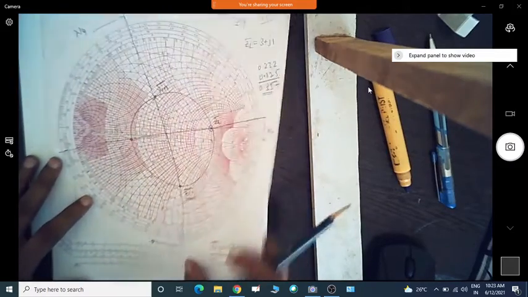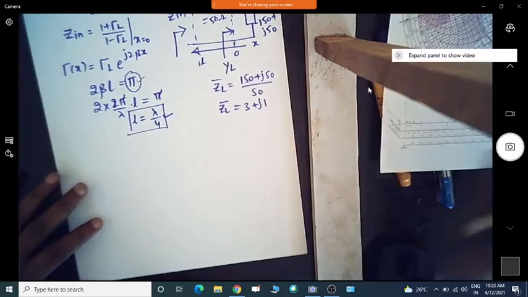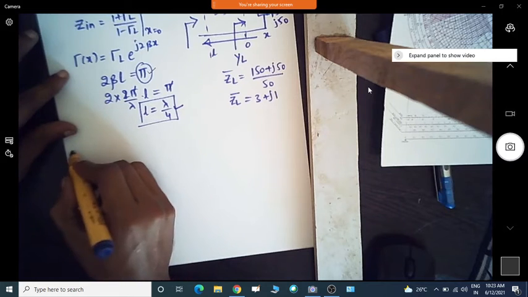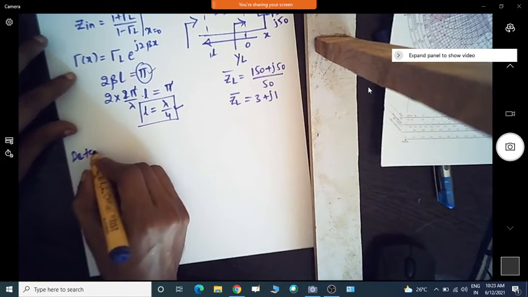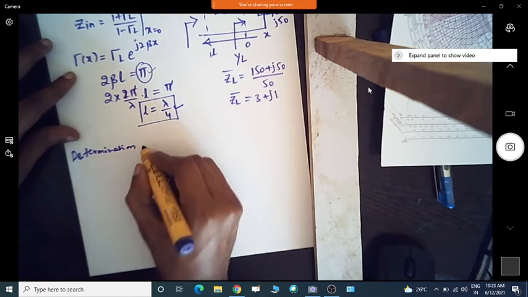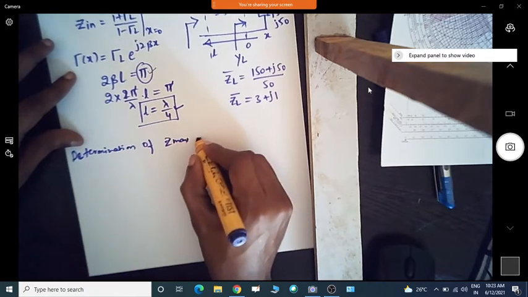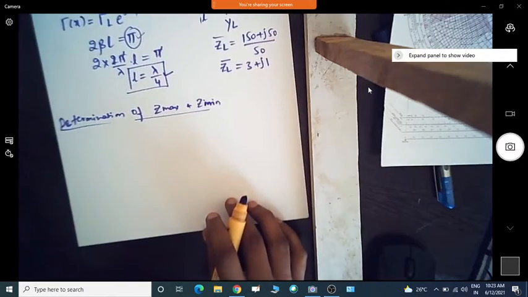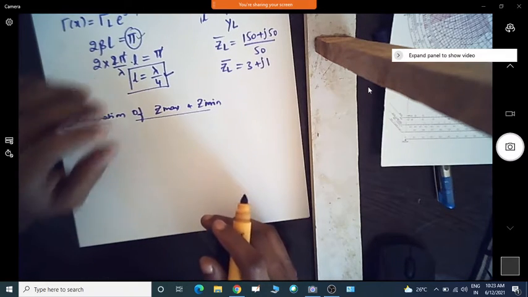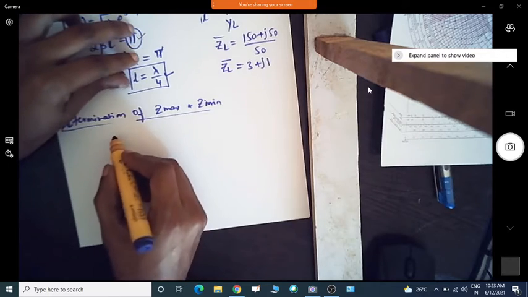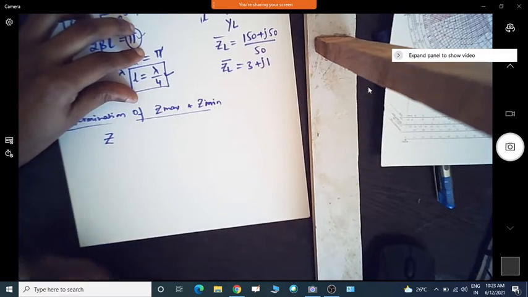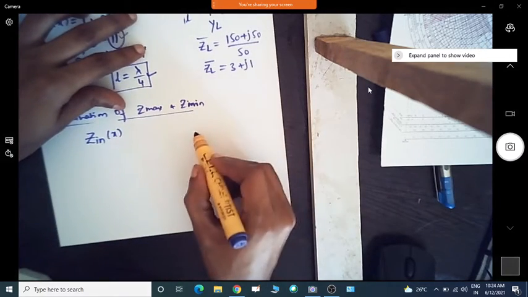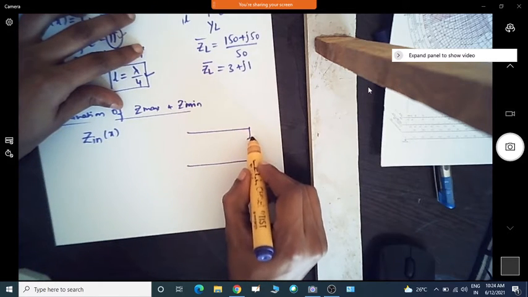Okay, now let us move to the next application, which is the determination of Z max and Z min. Wherever we get Z max and Z min, that we are going to see. We have the equation for Z in with respect to any position on the transmission line from the load.